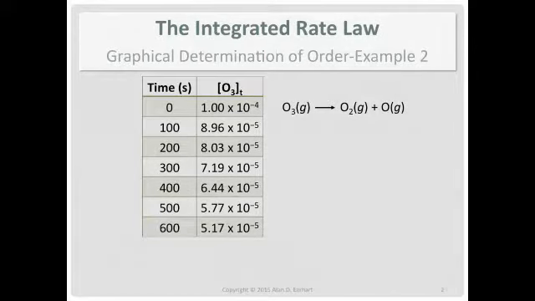Now for our second example, we'll look at the decomposition of ozone. So here's the concentration data that's been collected over time. And we're going to do just what we did before. We'll look at the results using zero-order kinetics, first-order kinetics, and second-order kinetics, see what comes out of all that.